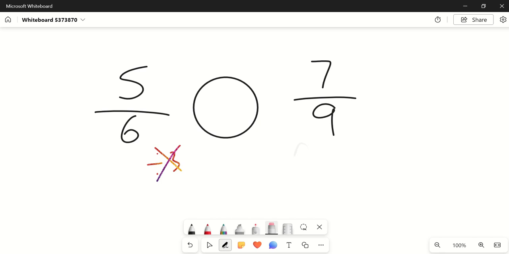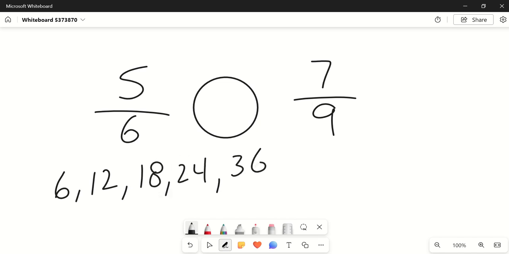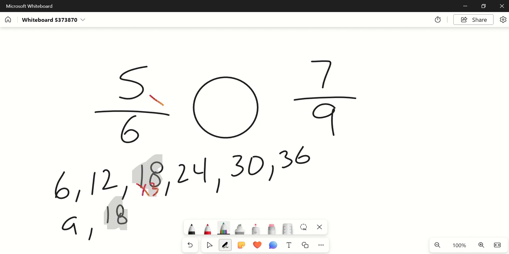So we are not simplifying here. We are instead going to start counting up. So 6, 12, 18, 24, 30, 36. And then 9 would be 9, 18. So we already have a common multiple. 18 is our common multiple. To get 6 to become 18, we needed to multiply by 3. So both of these are going to be multiplied by 3, whereas 9 to 18 we multiply by 2. So both of these are going to be multiplied by 2.